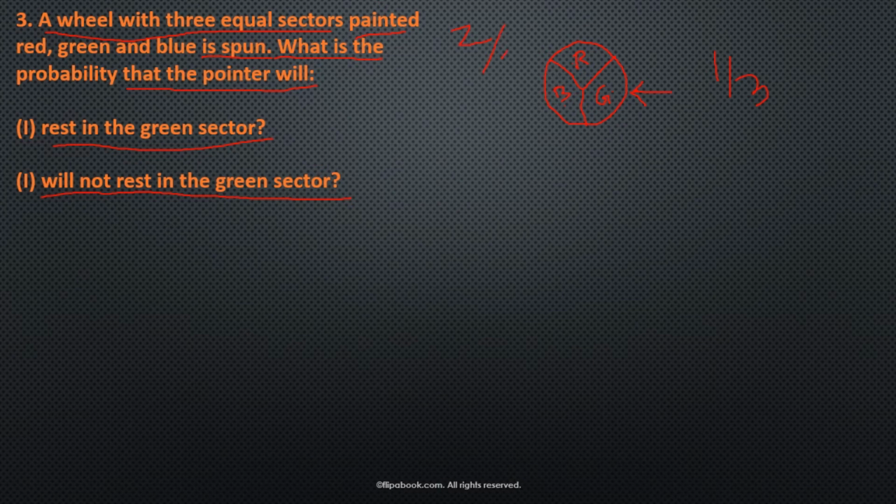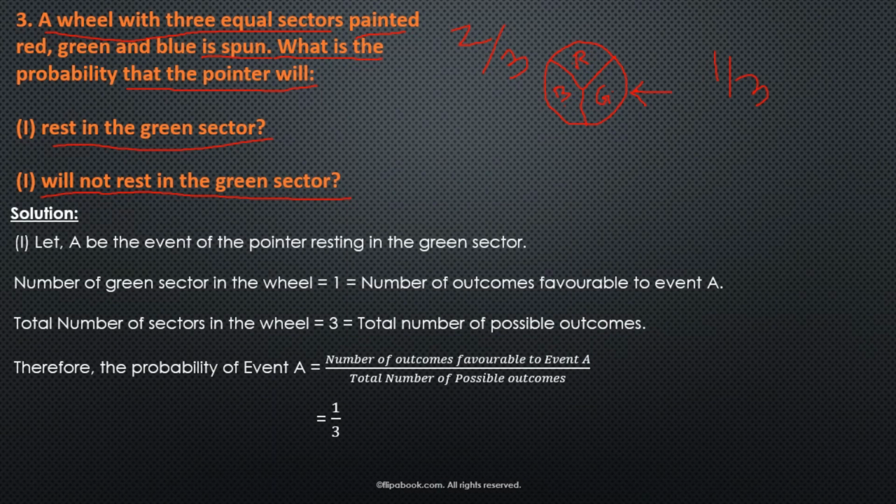Use as usual our assumption for this one. Actually this is number 2, not 1. So the number of green sectors in the wheel is 1. As I have already told you, there is only one such sector. So if the wheel is spun, and the pointer rests here, we'll get the green sector. So there is only one such possible outcome which is favorable to this particular event. Total number, as you can count here, is 3. So this is the total number of possible outcomes. Replace the value here and this will give you 1 by 3 as your answer.